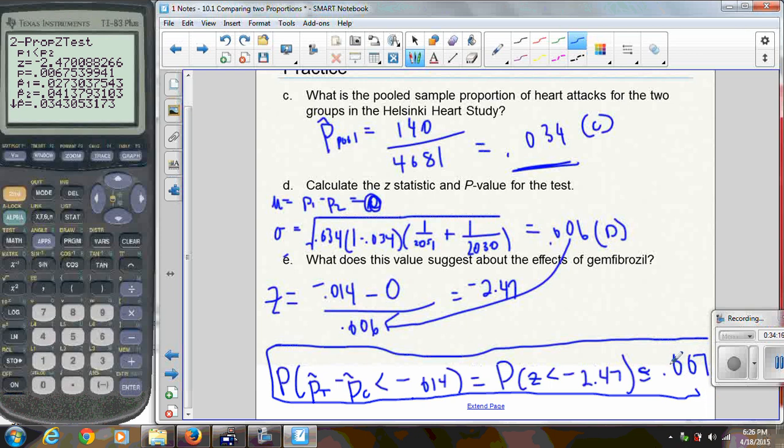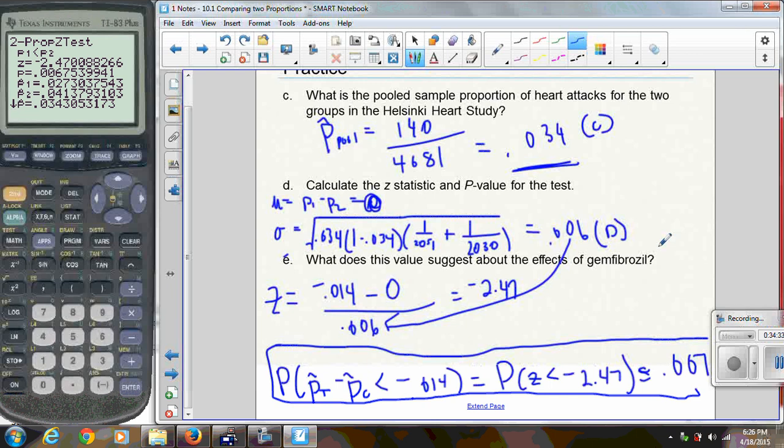Remember, if our sample size is really big, our results are going to be more significant. Even small differences are going to be significant. But in any case, because our results are significant, we can reject the null hypothesis. And remember, the null hypothesis said there was no difference between the two groups.